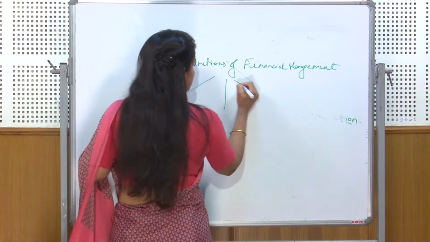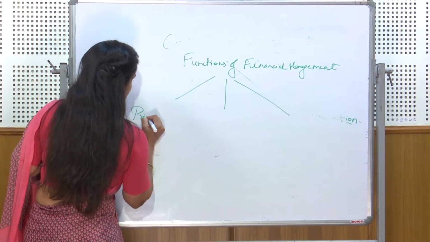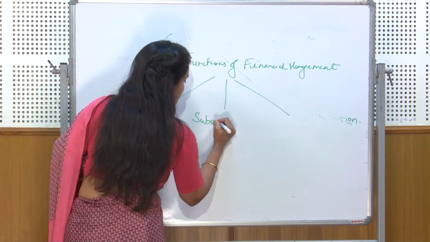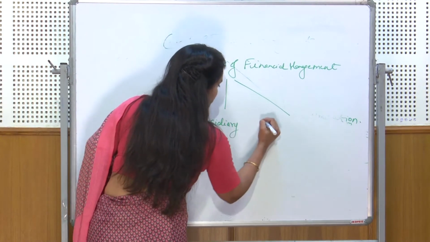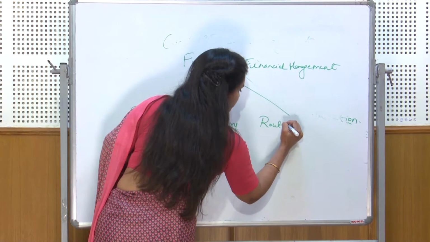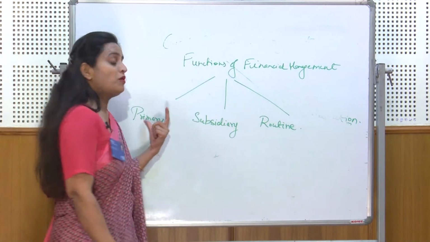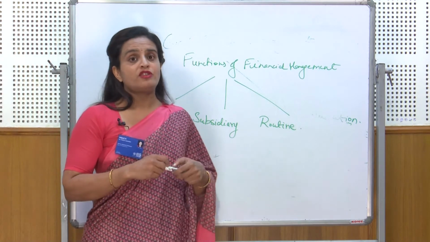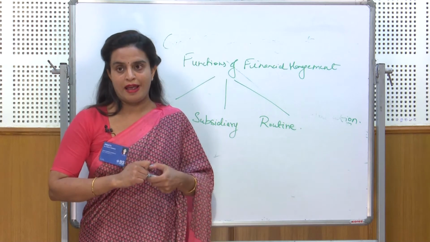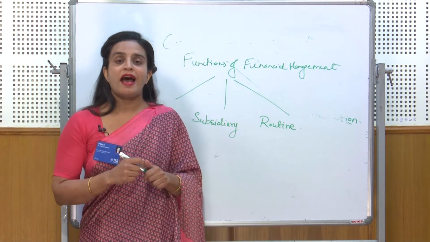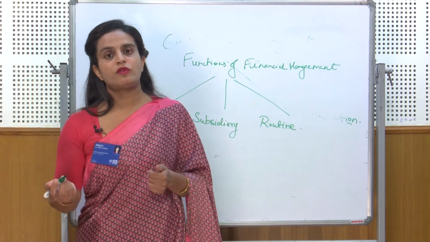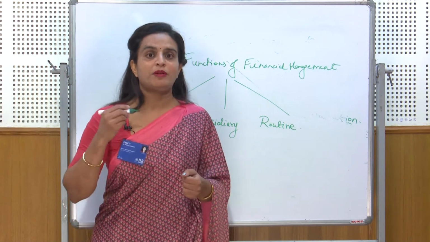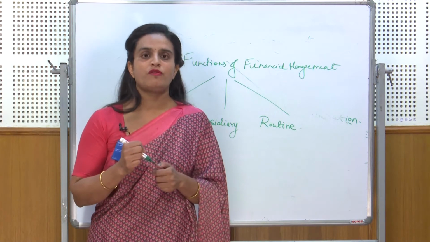Basically it is bifurcated into three categories, that is primary functions, subsidiary functions and routine functions. Now, let us first discuss primary functions of financial management. In this, the financial manager has to first prepare a financial plan. In this financial plan, he has to determine the long-term and short-term objectives of the firm. He has to formulate the financial policies, that is determining the capital structure, capitalization and sources of finance.